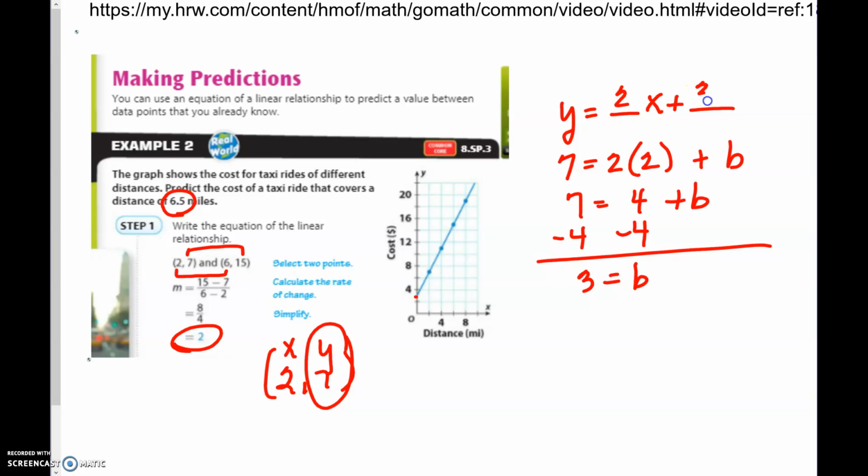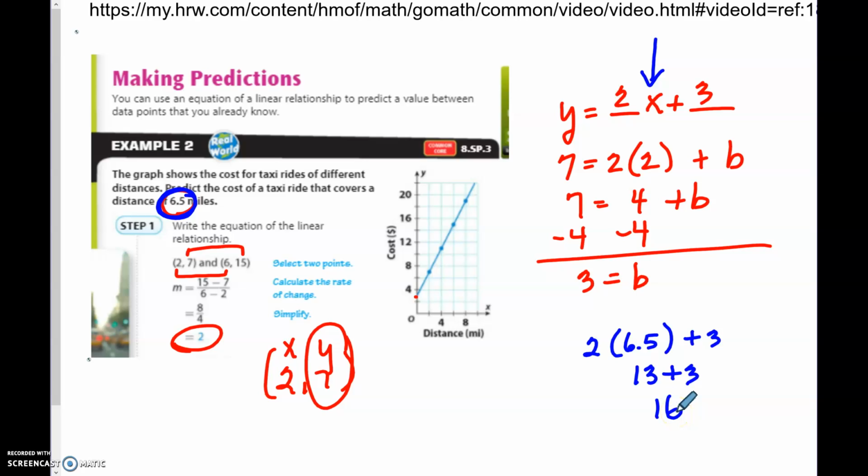So now here's my equation. y equals 2x plus 3. Now, the real question that they're asking us is make a prediction when it's 6.5 miles. So they're asking us to substitute in place of x. They want us to put in that 6.5, which is what we have been doing here, is making charts and being able to fill in a chart. So 2 times 6.5 is 13 plus 3, and we get 16.